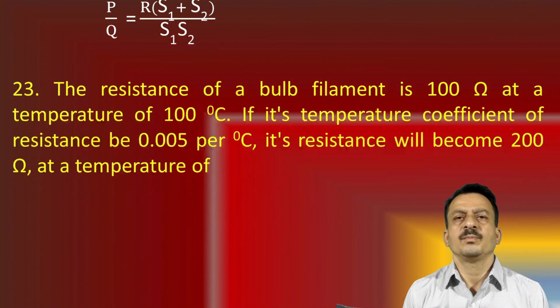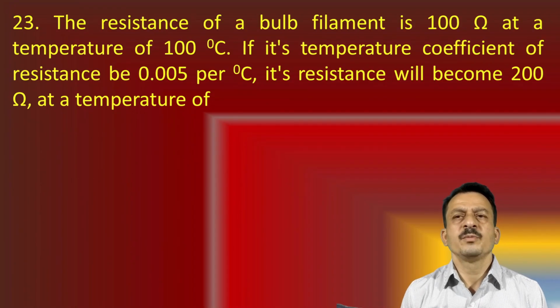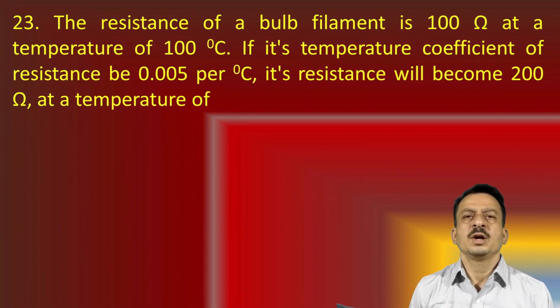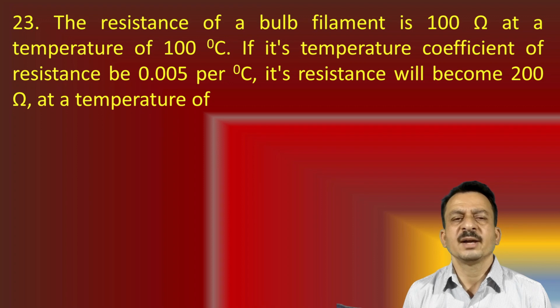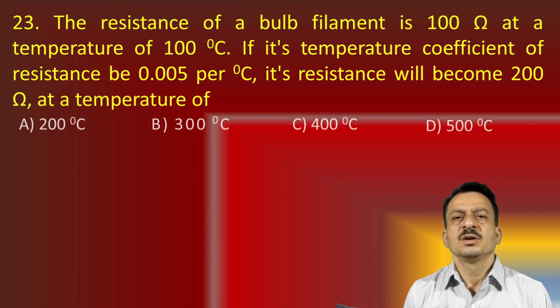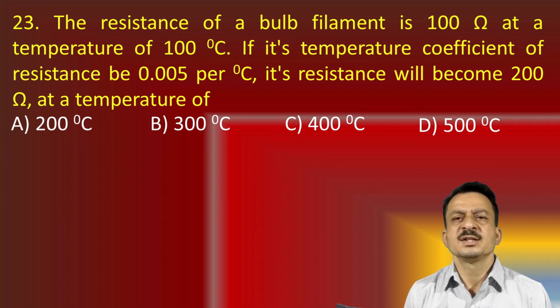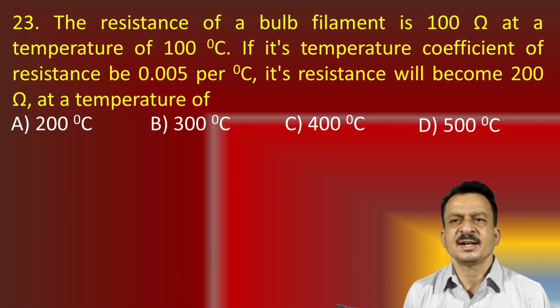Next problem. The resistance of a bulb filament is 100 ohm at a temperature of 100 degrees Celsius. If its temperature coefficient of resistance be 0.005 per degree Celsius, its resistance will be 200 ohm at a temperature of, you have to find the temperature. Now options A 200 degrees Celsius, B 300 degrees Celsius, C 400 degrees Celsius and D 500 degrees Celsius.